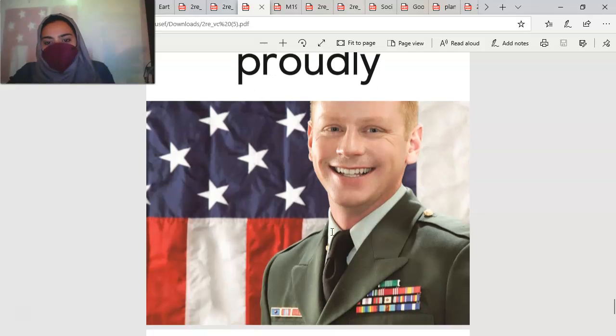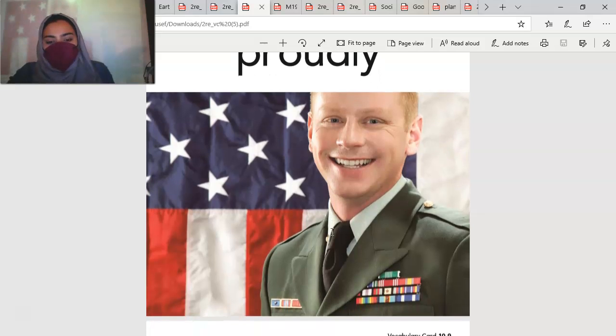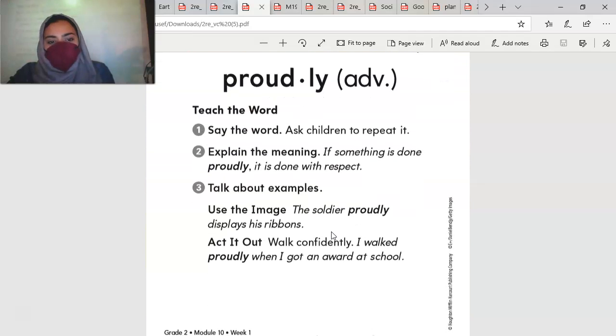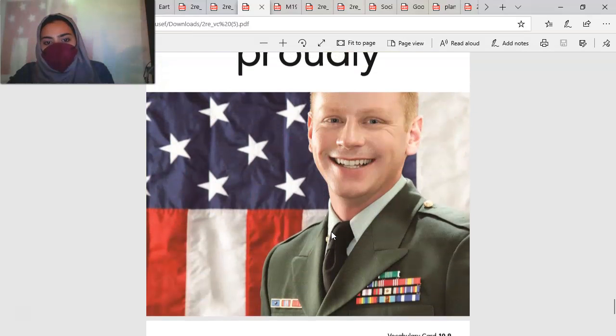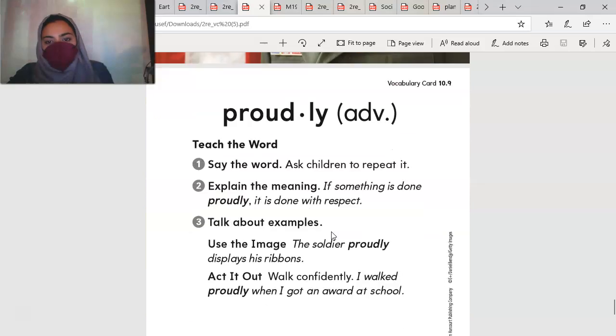And the last one is proudly. The man is smiling in front of the American flag proudly. If something is done proudly, it's done with respect. The soldier proudly displayed his ribbons. Proudly. It's done with respect.